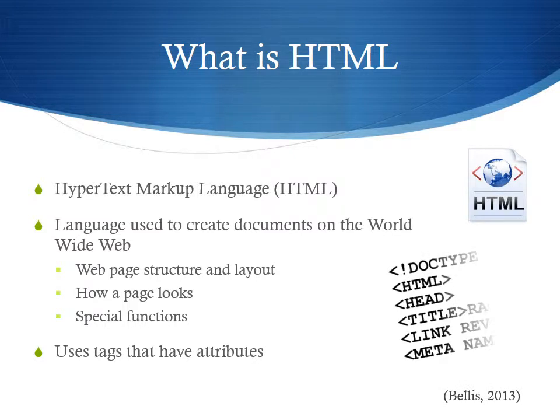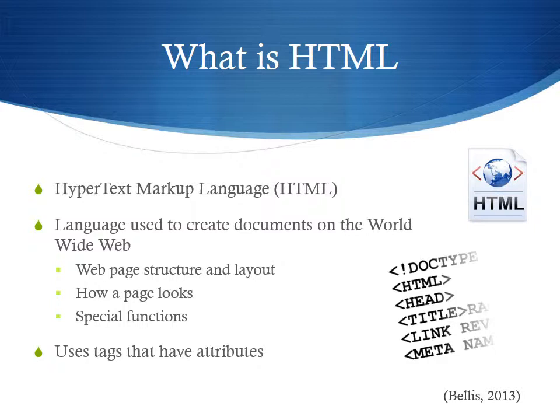So, what is HTML? Well, computers use language to communicate just like people do. The way people communicate with the internet is through a language called Hypertext Markup Language, or HTML. Hypertext is the process of linking objects together so that when one object is clicked, the linked object can automatically be displayed. HTML is used to define the structure and layout of a web page, how a page looks, and includes any special functions that want to be added.